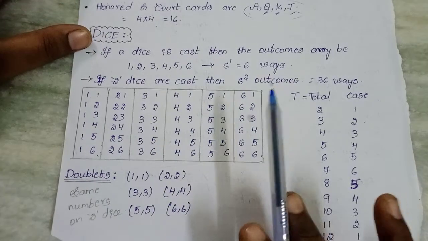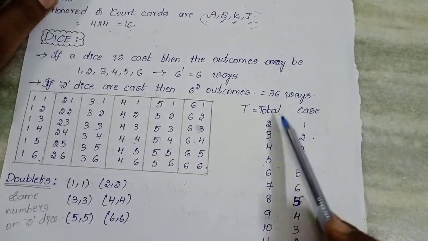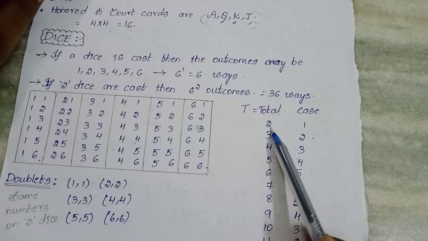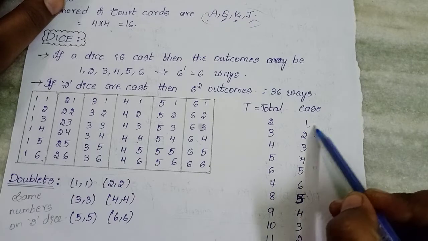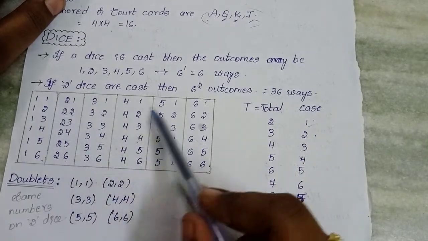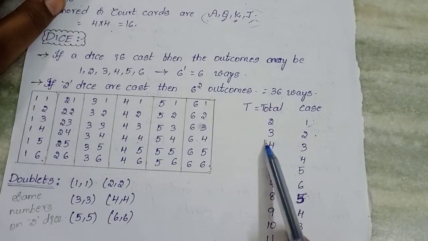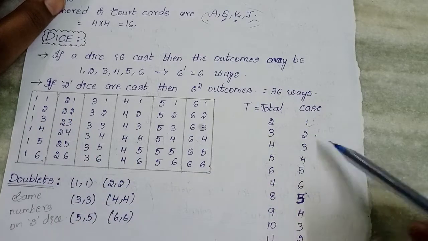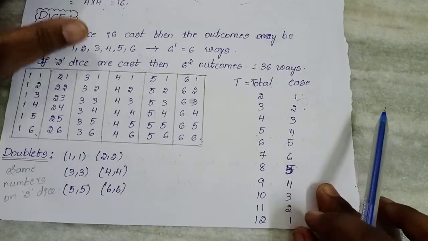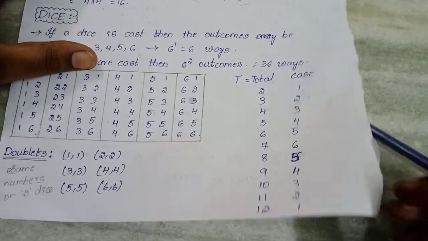These are the outcomes. If you want the dice total to be 2, see, 1 plus 1 is 2, and only one case is there. There are no other cases like that. If you want the total as 3, it is 2 plus 1 or 1 plus 2. Only two cases are there. So I have formed this like this.